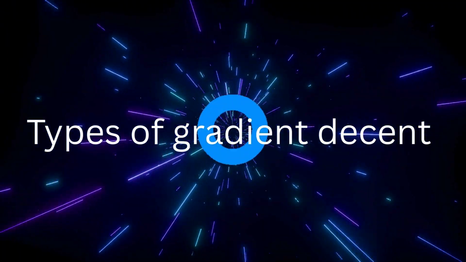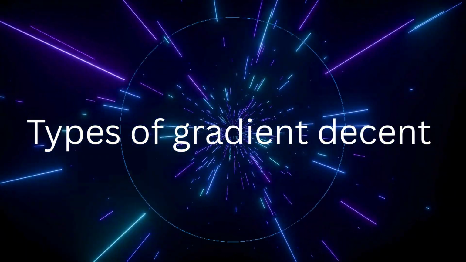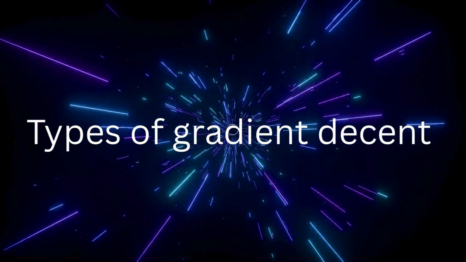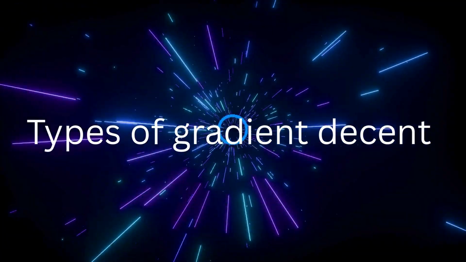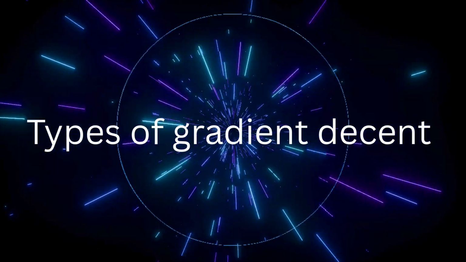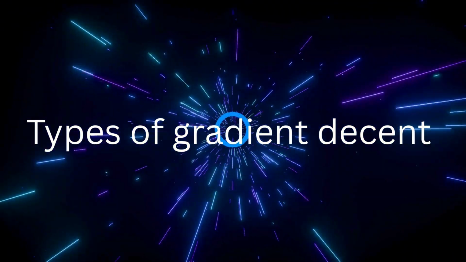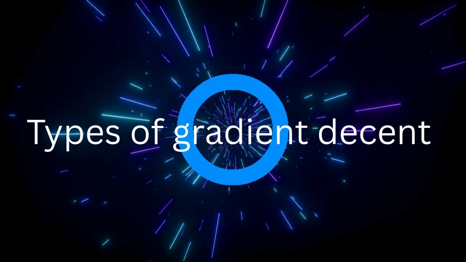So another one is mini batch gradient descent. This is the most popular one. Instead of using all data or just one point, we use small groups of data called batches. This gives a nice balance between speed and stability. So we just make some batches of the data that we get.